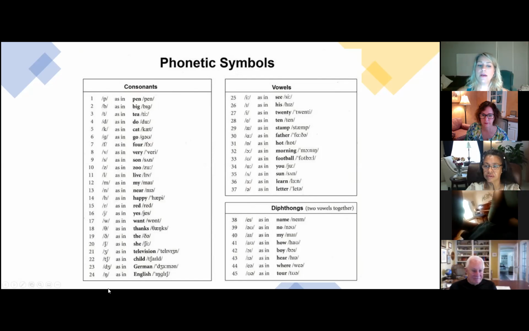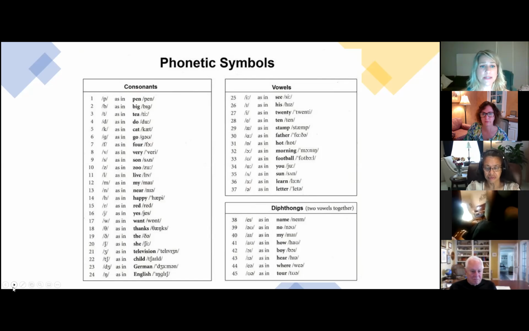So if you have a student who comes to you and starts writing these on a piece of paper and using these, then you understand what this is. So this is just a reference for you. But it also helps you to determine what the sound is in the word. So it gives you each of the words. So P as in pen, B as in big. Okay, so it gives you a word that corresponds with each of the sounds. It also lists all your vowel sounds as well as your diphthongs, which we'll talk about in just a minute.